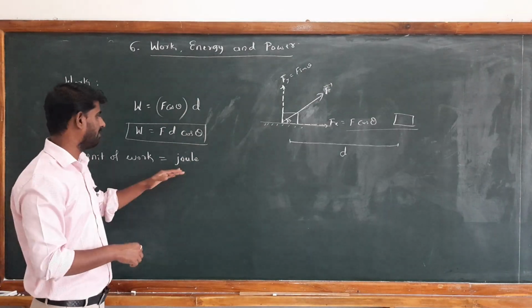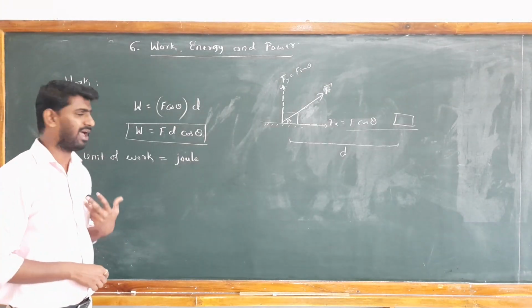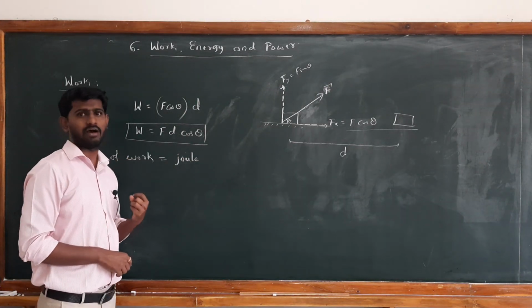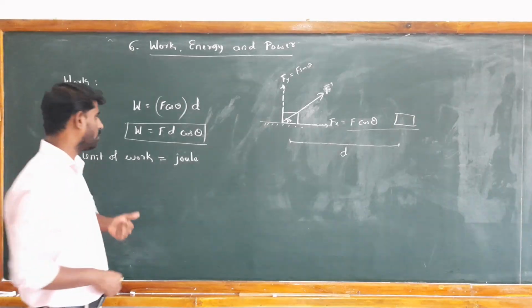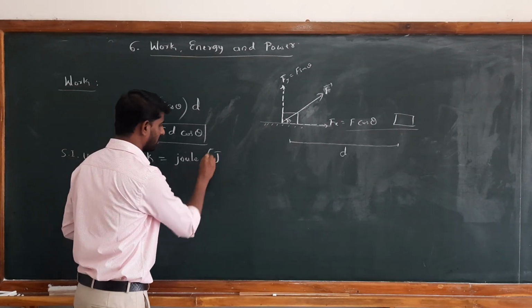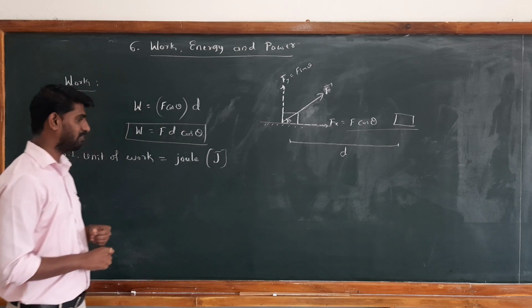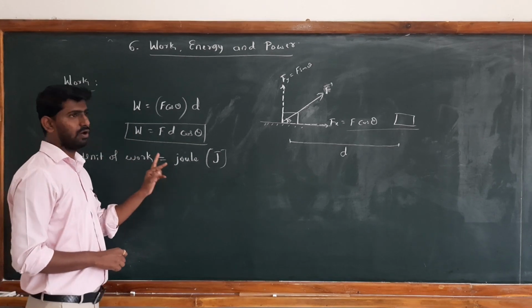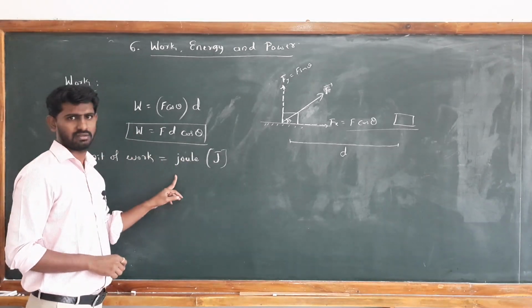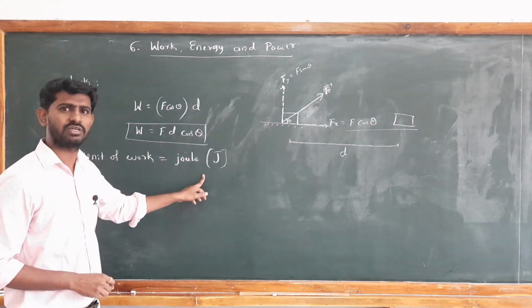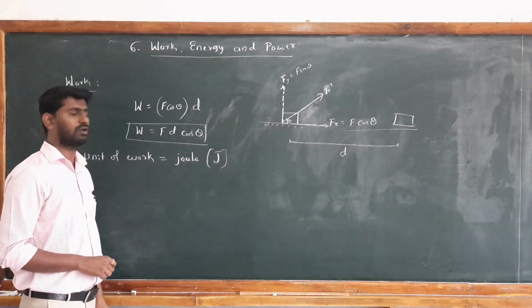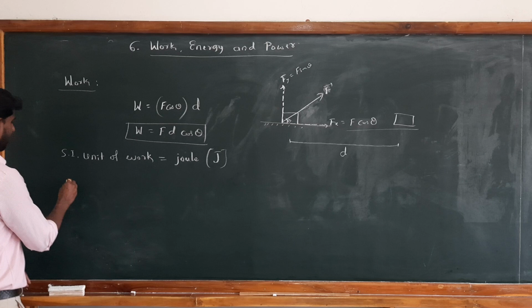Actually it is the name of a scientist. To honor that scientist, the name of that scientist has been given to this unit. And the symbol is a capital J. Many times I have explained, while you are writing the unit completely, you should start with a small letter, and if you want to write it symbolically, you should use the capital letter. So this is the SI unit. What about the dimension formula?